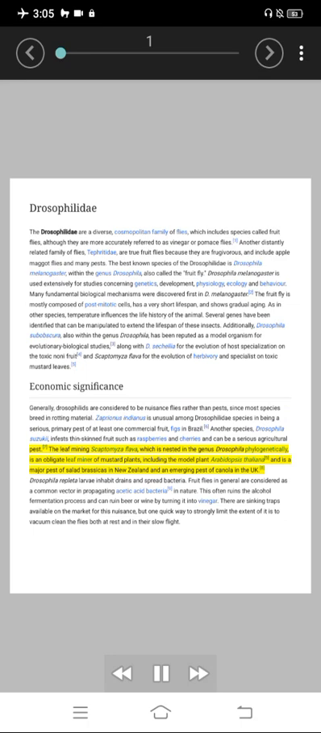of canola in the UK. Drosophila repleta larvae inhabit drains and spread bacteria. Fruit flies in general are considered as a common vector in propagating acetic acid bacteria.